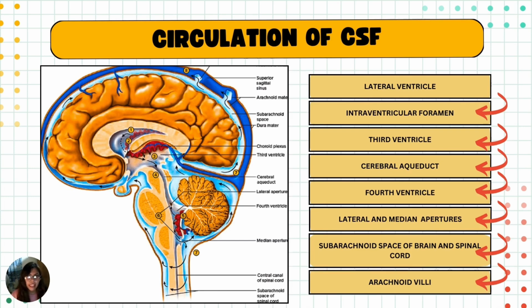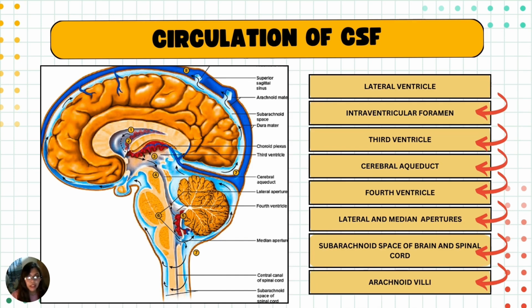And then the CSF flows downwards through two lateral apertures, which are the foramina of Luschka, and the median aperture, the foramen of Magendie. After that, the CSF fills the subarachnoid space and perfuses the external surfaces of the brain and spinal cord. So it goes through the subarachnoid space, which is the light blue here in the diagram.